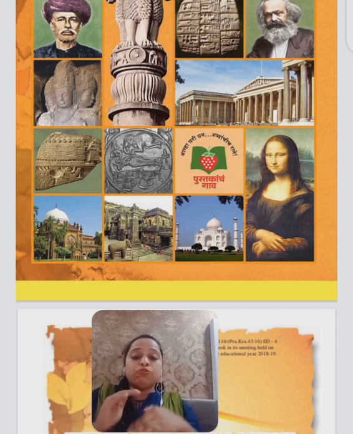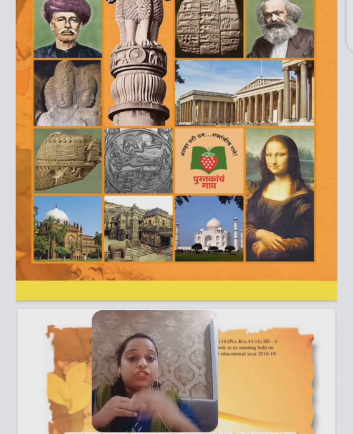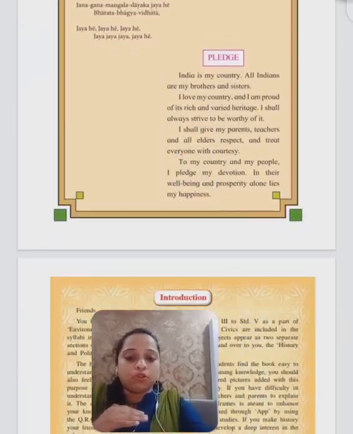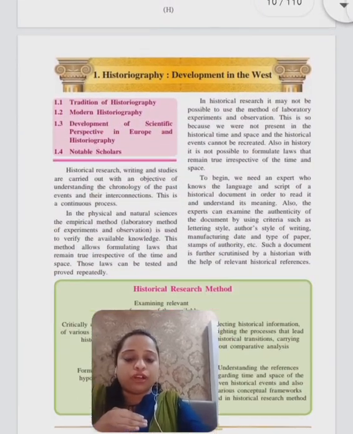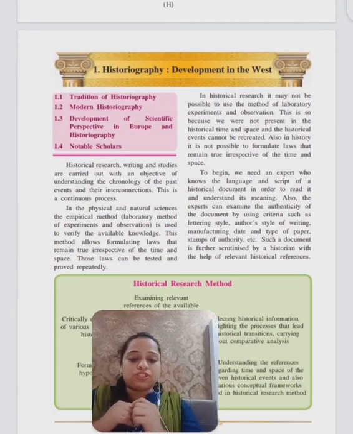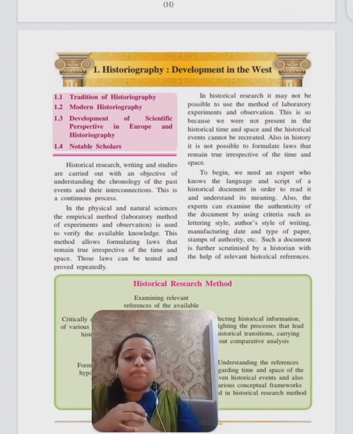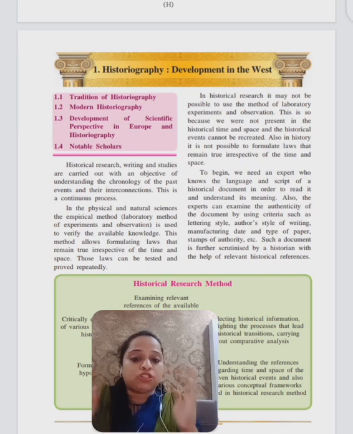Today I am going to deal with this particular textbook, and let's go through the lessons meant specially for standard 10th. So let me start with chapter number 1, which is Historiography: Development in the West. Over here we are going to study the tradition of historiography, modern historiography, the development of the scientific perspective in Europe and historiography, and information about notable scholars.